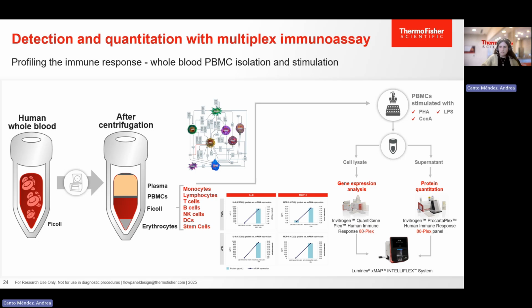We can take the supernatant to quantify proteins using our ProcartaPlex assays, and we can, for example, perform an 80-plex panel addressing 80 different targets. Or from the cell lysate, we can perform the gene expression analysis with the QuantiGene assay, again reaching 80 different targets. These assays are also highly flexible, so we can address in a lot of detail the immune response, differentiating different types of targets according to the experimental question we want to address.